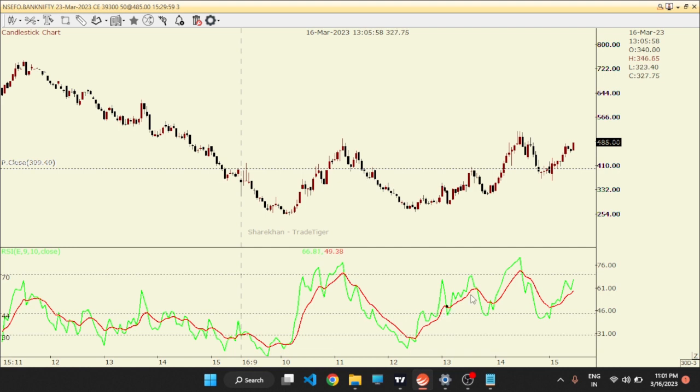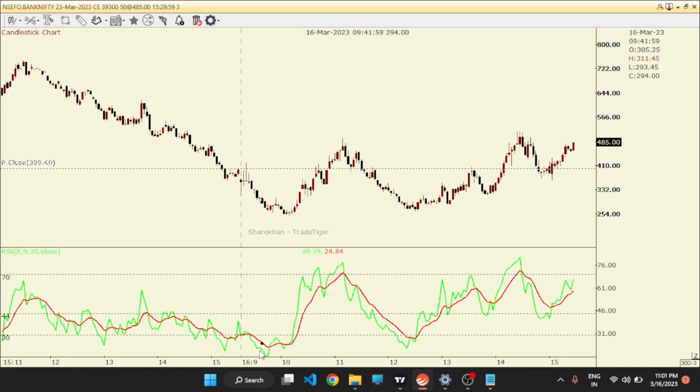And one more thing is, don't trade after 2:30, because after 2:30 some delivery trades are going to take place, and volatility will be quite high, and some big candles are to be expected. So I don't prefer to trade after 2:30.